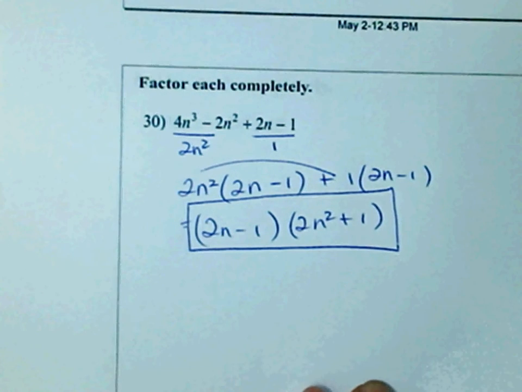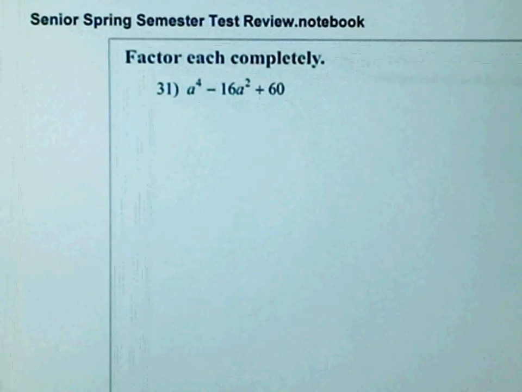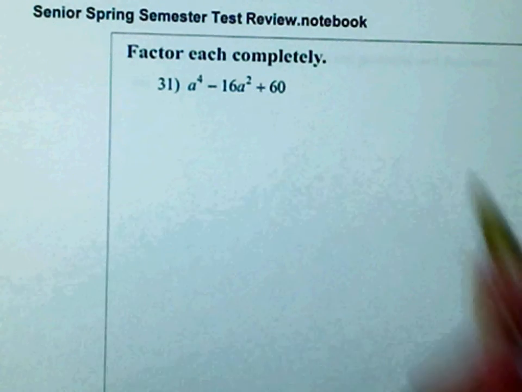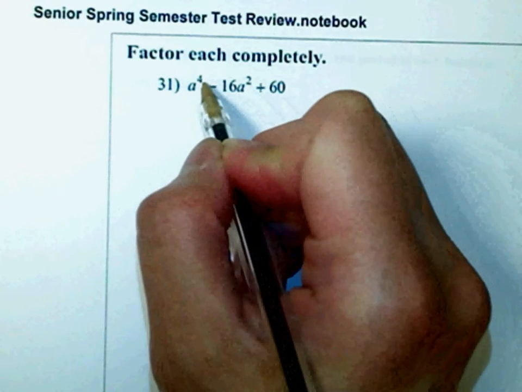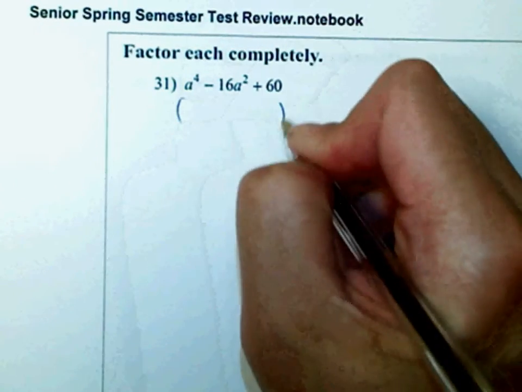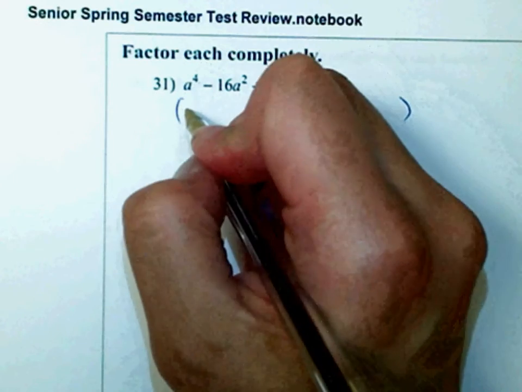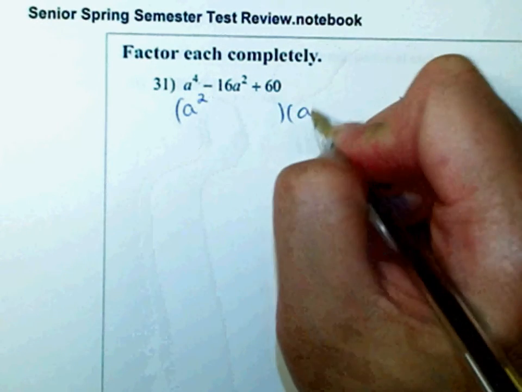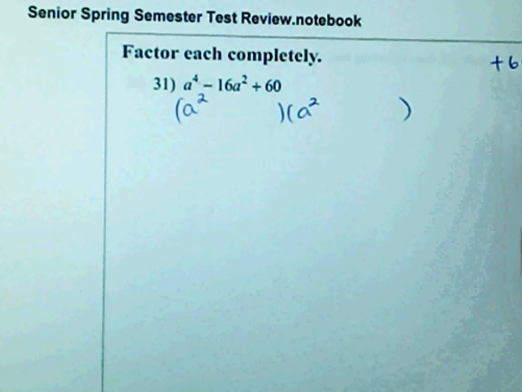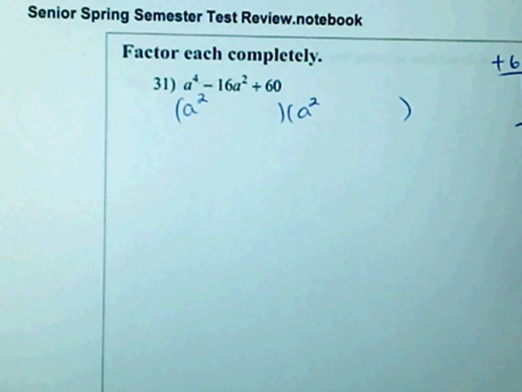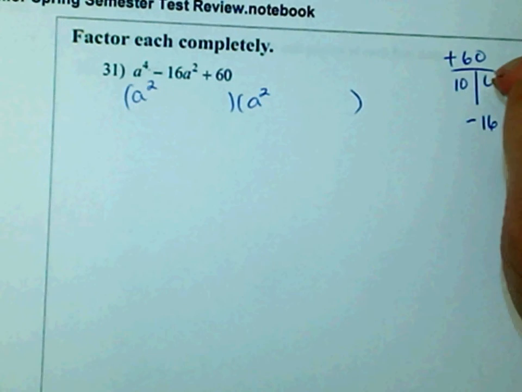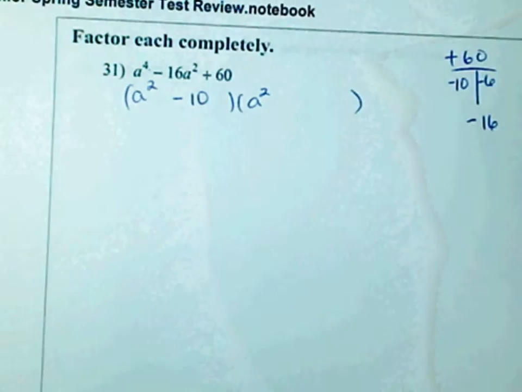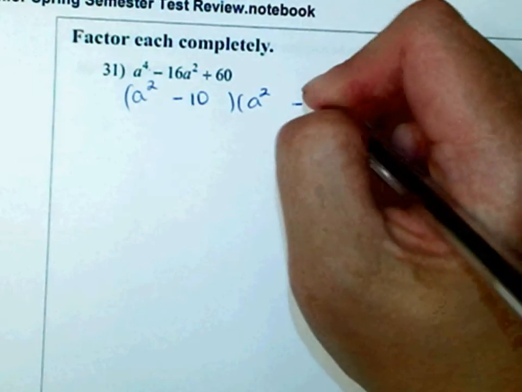31. You are going to factor each one completely. So, here we go. 3 terms, 1, 2, 3. This one, second term, is half of the first exponential. So draw your 2 sets of parentheses. What are the factors of a to the 4th? A squared, a squared. 2 numbers that multiply to give you 60 and add to give you negative 16. What are those 2 numbers? 10 and 6, and both of them are negative. Okay. Can you simplify that any more? Nope, so that's your final answer.